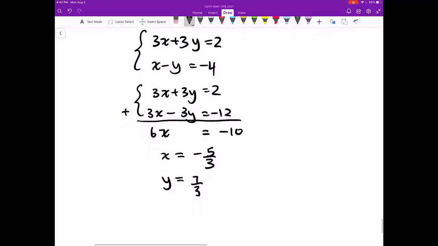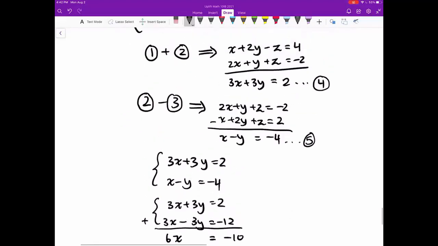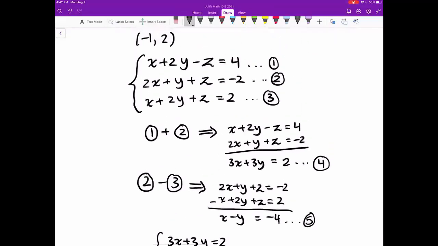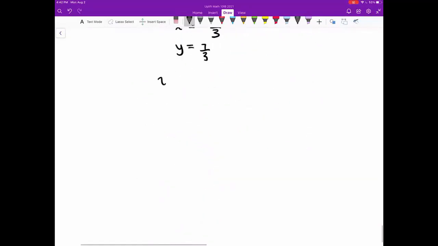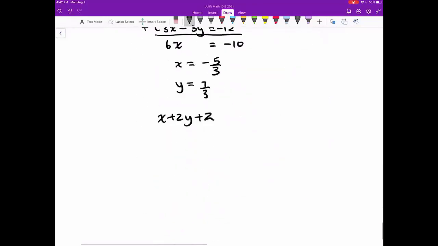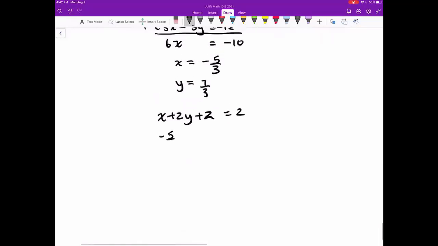And then since we have the two values, now we can substitute them back into the 3-variable equations. For example, equation number 3. So x plus 2y plus z is what? 2, I believe. Yeah, 2. So we get negative 5 over 3 plus 14 over 3 plus z is equal to 2.